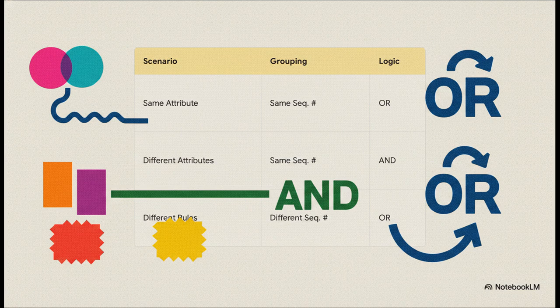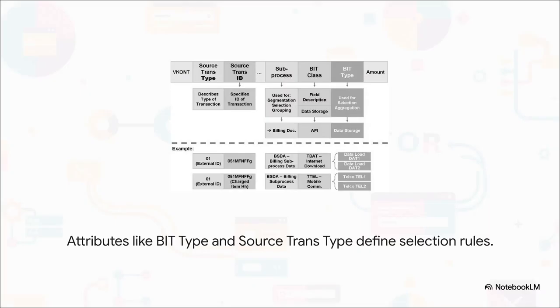And finally, row 3. If you build 2 totally separate rules, one in sequence number 1 and another in sequence number 2, the system links those entire rule blocks with an or. It's going to find anything that matches rule 1 or anything that matches rule 2. This little diagram here just helps you visualize what we're talking about. You can see how these different attributes, like the billable item type and source transaction type, are separate pieces of the puzzle. Being able to combine them within a single sequence number is what lets you build these incredibly precise rules to control exactly what gets billed.